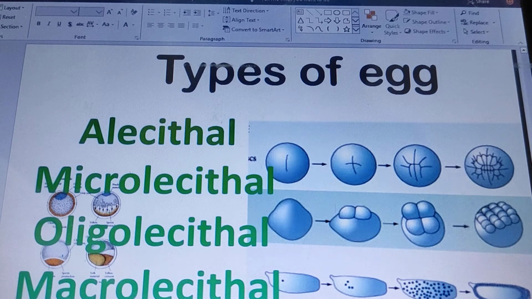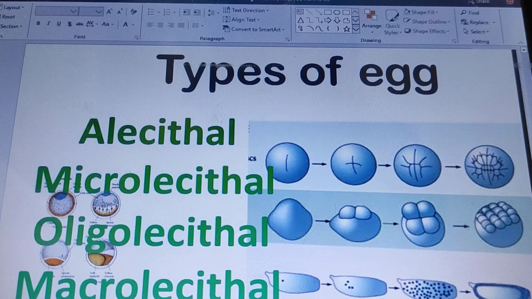Next class, or next type of egg, we have megalecithal. These are also known as macrolecithal, and oligolecithal is also included in them. Animals with large quantities of yolk. Its examples are reptiles and birds. They have a longer period of embryological development. Thus, their embryos have large quantities of yolk.